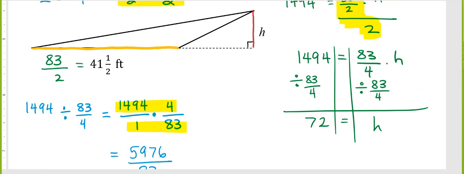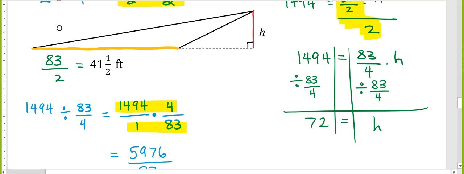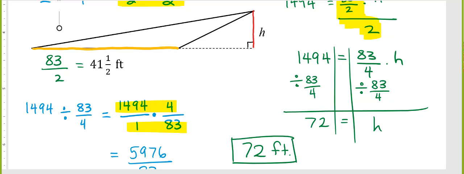Am I finished? Nope, I have to put the units. My height is 72 what? Feet. Remember, if you're solving for a dimension, the unit is just feet or just centimeters or just inches. When you're solving for the area, your unit is going to be square feet or square centimeters or square inches.